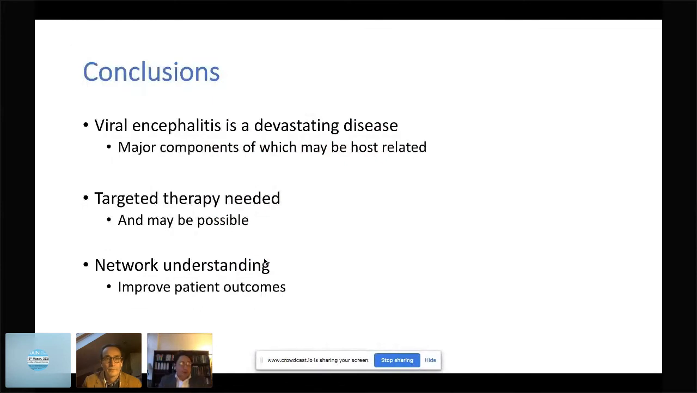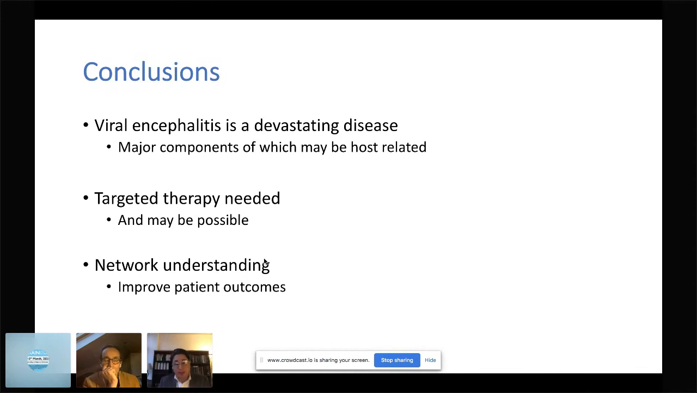So in conclusion, viral encephalitis is a devastating disease, major components of which may well be host-related. Targeted therapy which mitigates the detrimental inflammatory response, but without abrogating parts of the inflammatory response which are critical for viral control, is desperately needed and may well be possible. And of course it has translational implications for the many causes of viral infection we've heard about from Nick, for whom we don't have effective antiviral therapy.